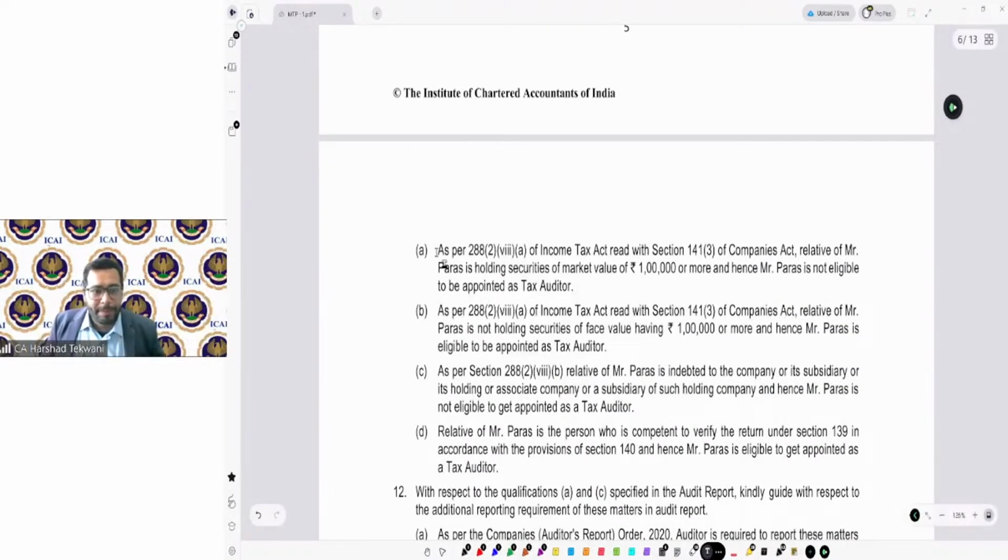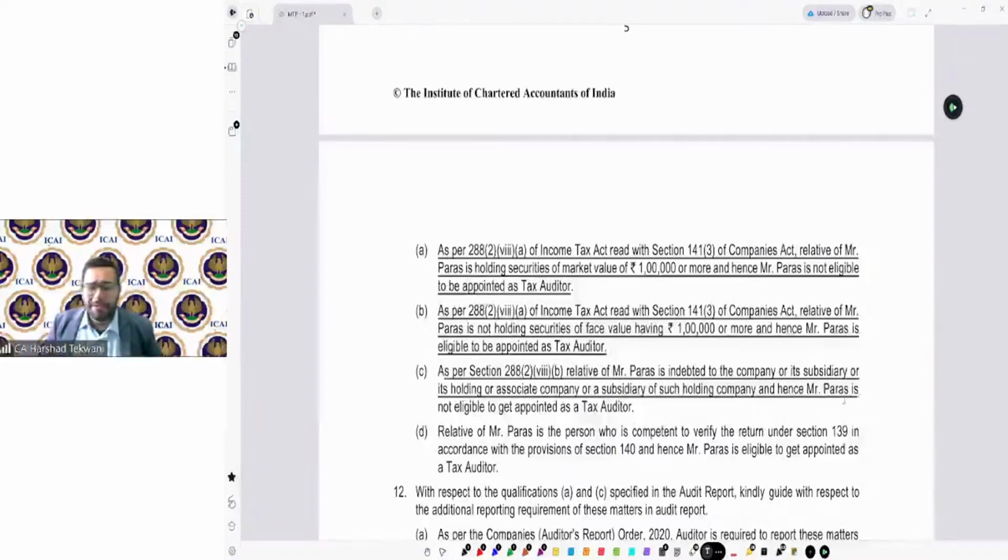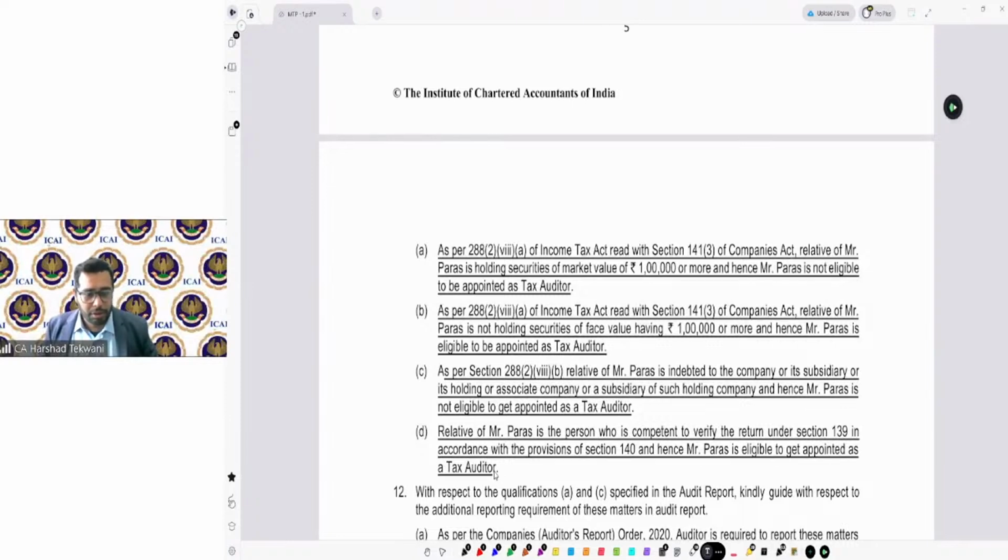Okay. As per section 288(2) of the Income Tax Act, read with 141(3) of the Companies Act, a relative of Mr. Paras holding securities of market value of 1 lakh or more. Hence, Mr. Paras is not eligible to be appointed as a tax auditor. I don't know about the debt. I need to go back and see, but as of now, debt and security, something I can understand. Next option: a relative of Mr. Paras is a person who is competent to verify the return under section 139 and in accordance with the provision of section 140, and hence Mr. Paras is eligible to get appointed as the tax auditor.